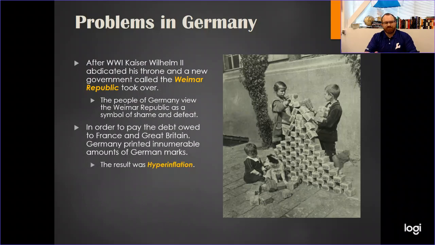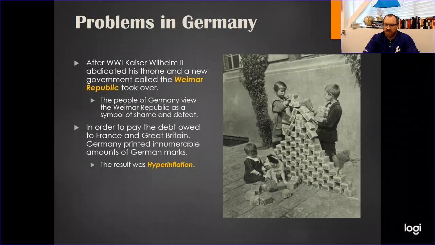And what makes it even worse for the Weimar Republic is their number one duty was to pay back Britain and France. Again, we talked about this at the end of World War I. But their answer to do this was to print tons of money. This causes massive hyperinflation. If you do not understand what's going on in that picture off to the right-hand side, those are children playing with stacks of German marks. They are worthless. You use them to start fires, play with as toys. They printed so much money, it literally made money worthless.